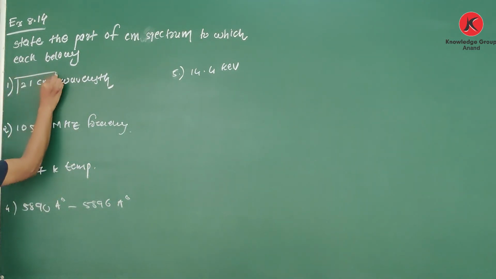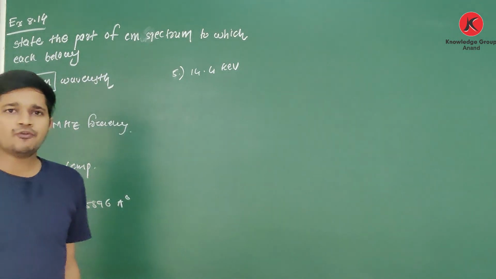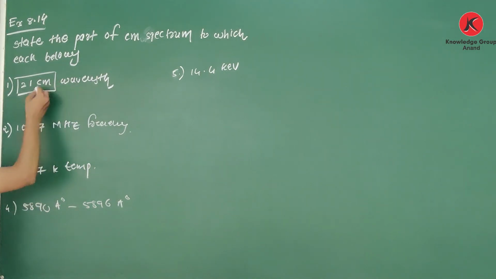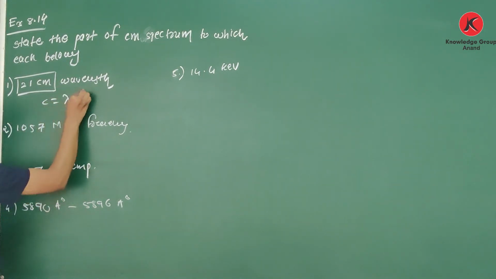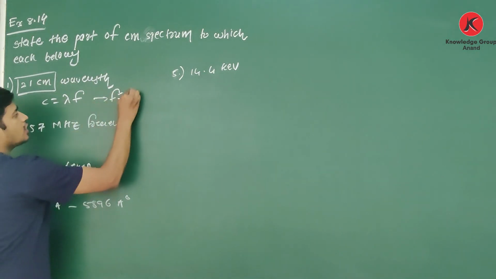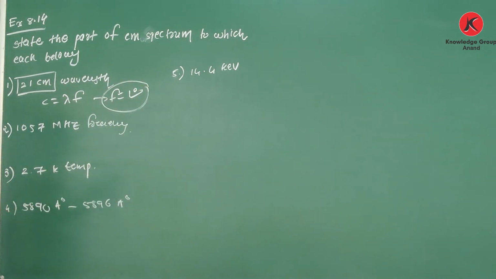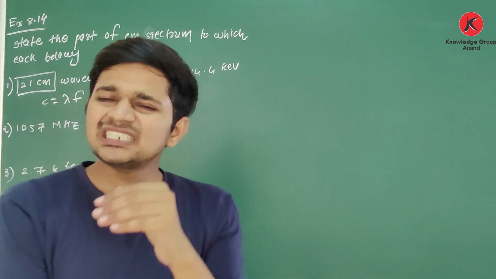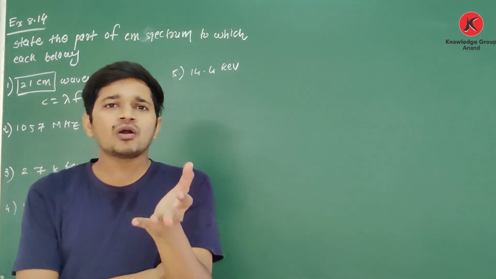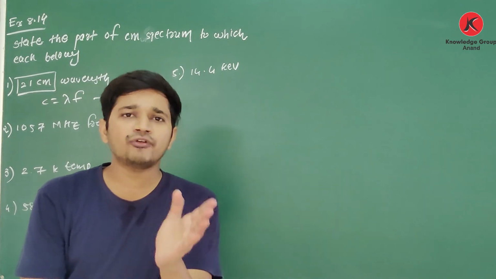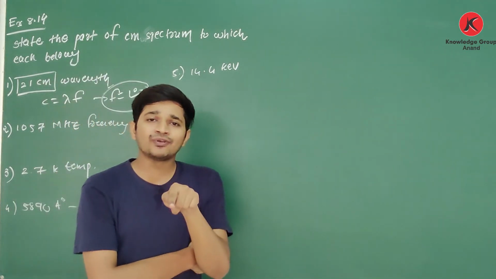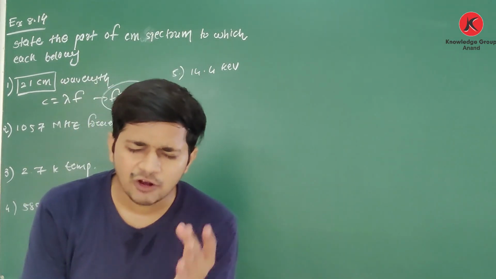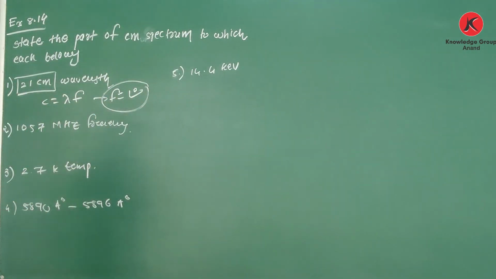See, it is a 21 centimeter wavelength. If you remember the data of wavelength or frequency, you can convert this wavelength into frequency. c is equal to lambda f. So if you find f, you can easily find in which region it is. For example, if the wavelength is 5000 angstrom, it is in the visible region, because the range of wavelength for the visible region is 4000 angstrom to 8000 angstrom. So if the wavelength is 5000 or 6000 angstrom, obviously it is in the visible region. So you have to remember that data.